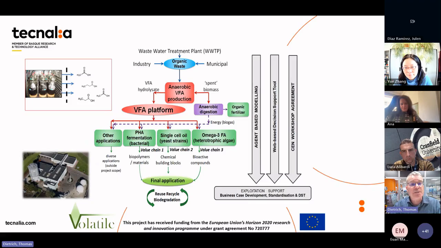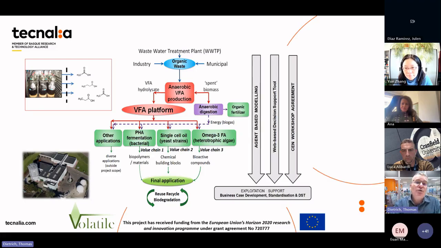We were making biomaterials, PHAs, which are a biopolymer. We were working on single cell oil, also to get feedstock for the oleochemical industry. And we were also working on so-called omega-3 fatty acids to produce feed or food ingredients in this way.